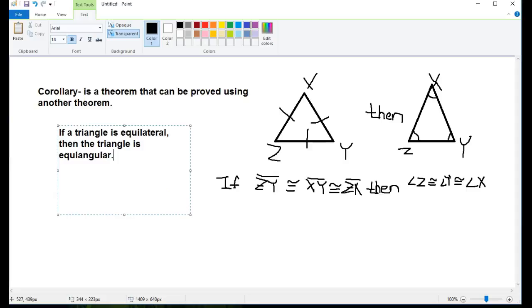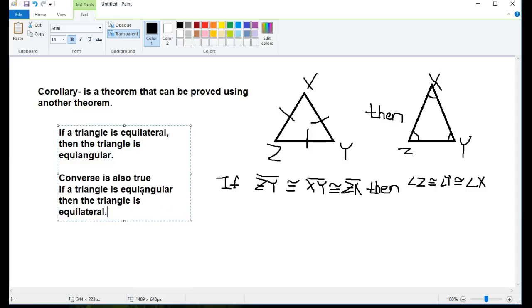Now this can be shown in the opposite way as well. So the converse is also true. If a triangle is equiangular, then the triangle is equilateral. I'm not going to show a picture of that again. It's just basically the converse, so you could just flip it. Alright, so that is it for this one.